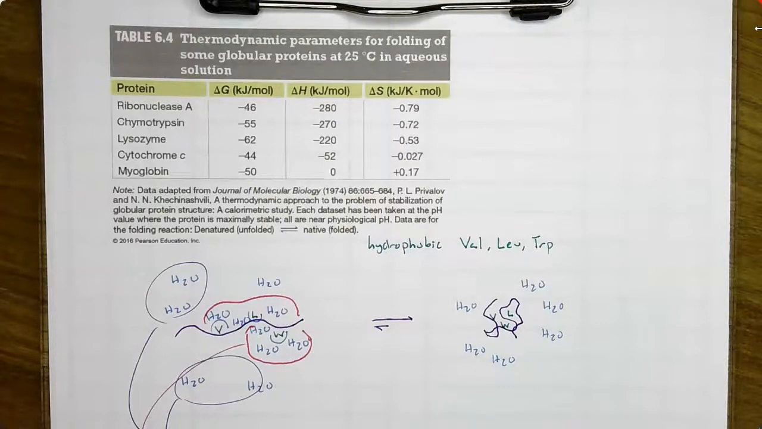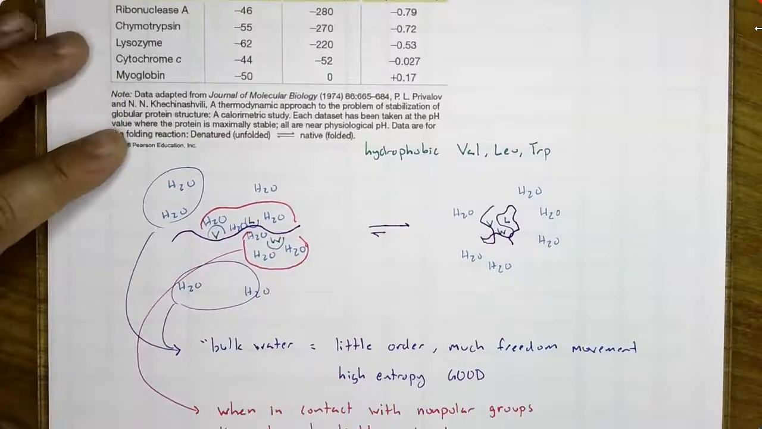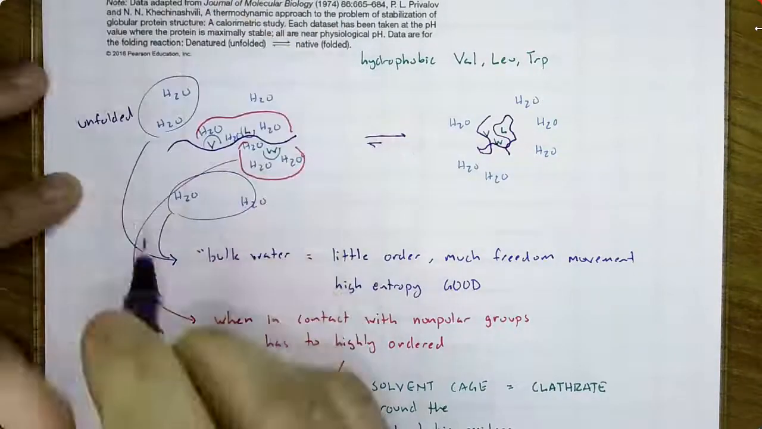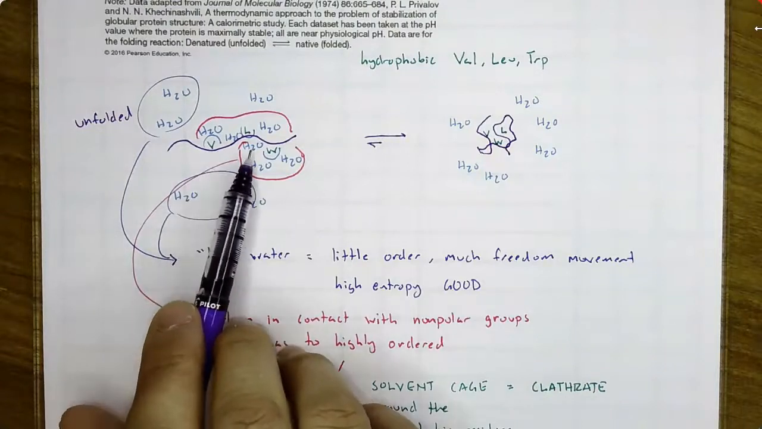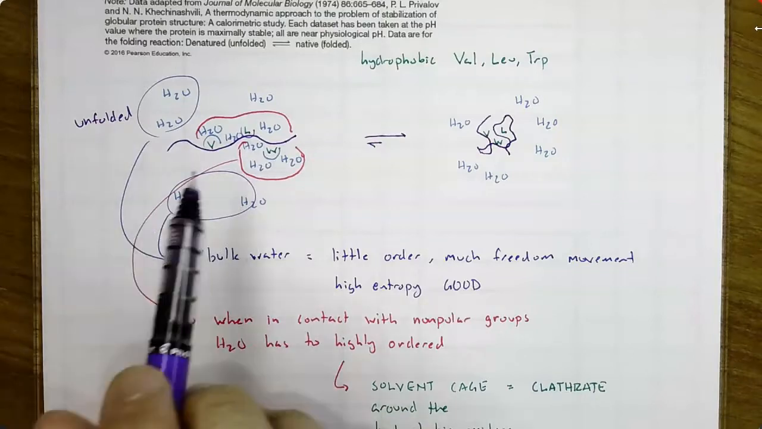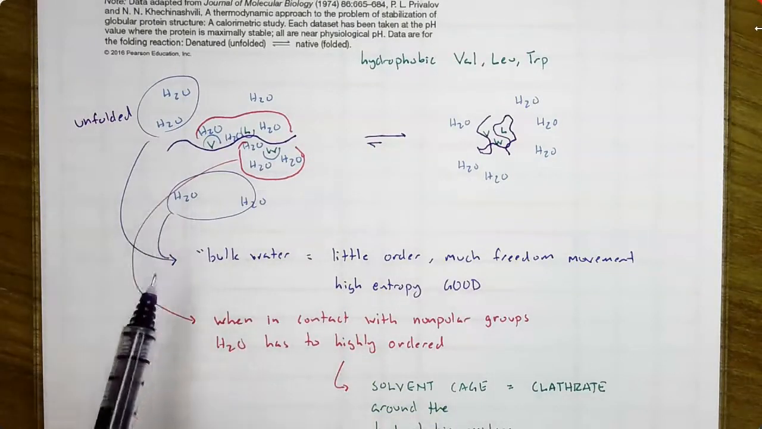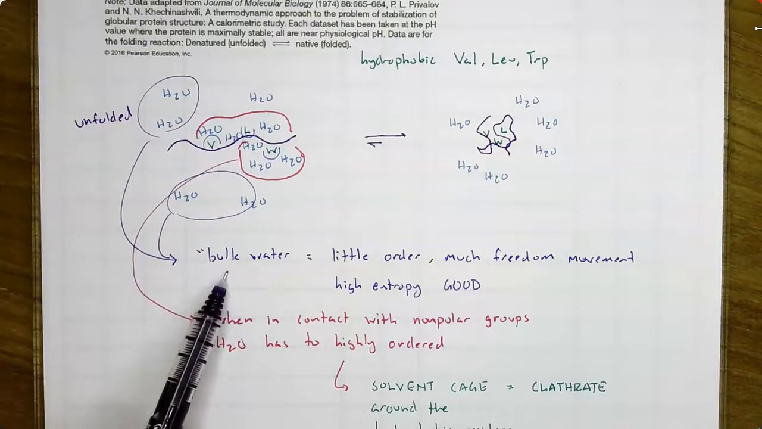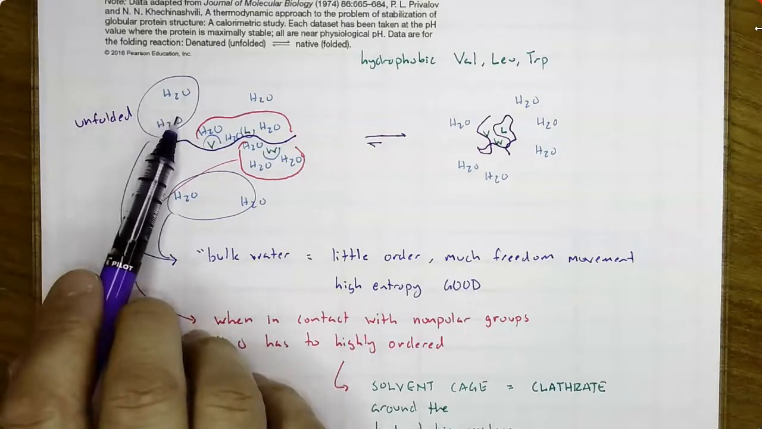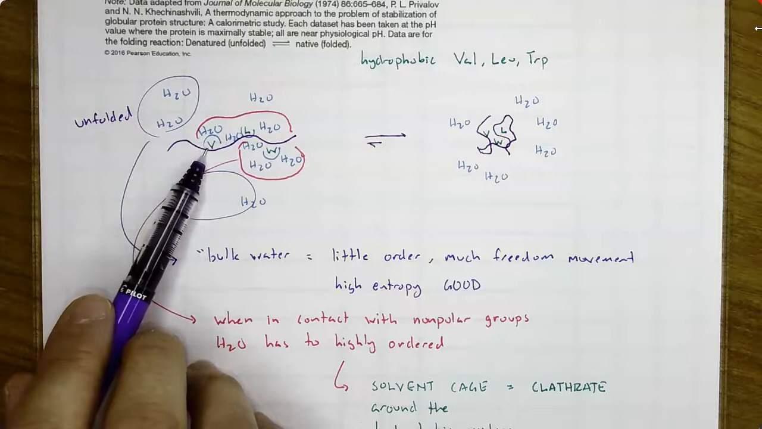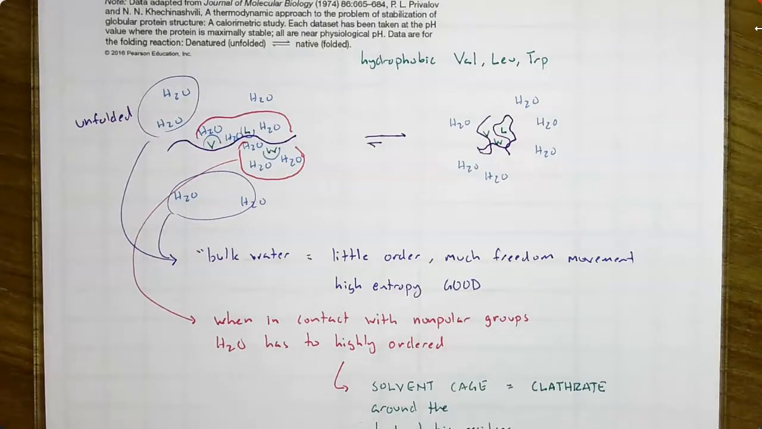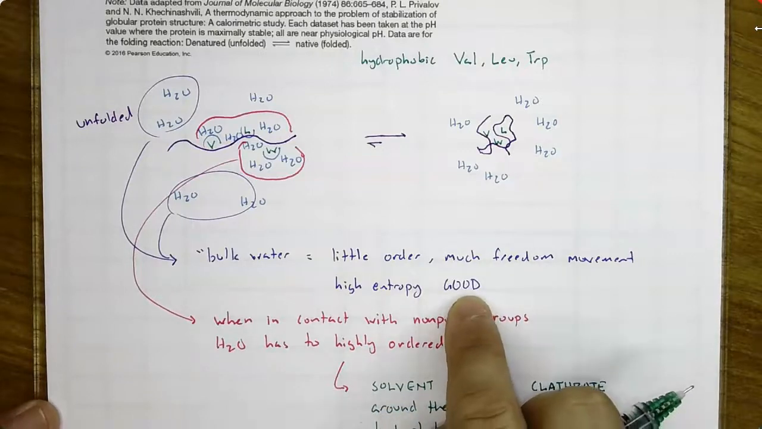I drew a picture here of the unfolded protein. It's kind of difficult to see, but what I'm illustrating here is that for the unfolded protein, I have hydrophobic residues valine, leucine, and tryptophan, and water surrounding it, right? The protein is dissolved. Well, we have two types of water situations. For the water that's far from the hydrophobic residues, we call that bulk water. And there's very little order. And there's a lot of freedom of movement when they are not pressed up against the hydrophobic residue. That means that these water molecules in bulk water have high entropy. That's good, right? High entropy, high disorder, that's favorable typically.